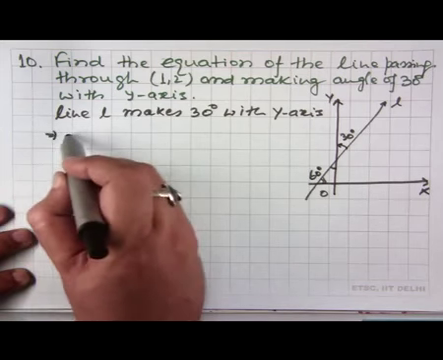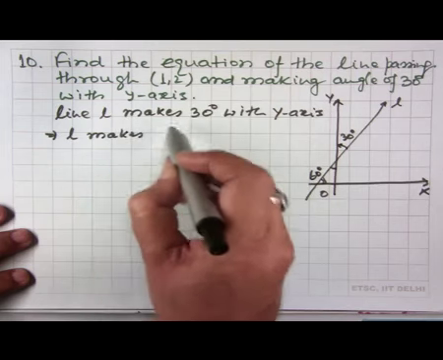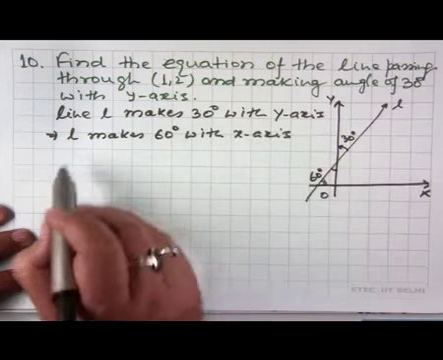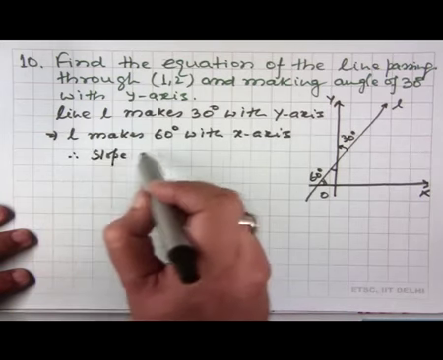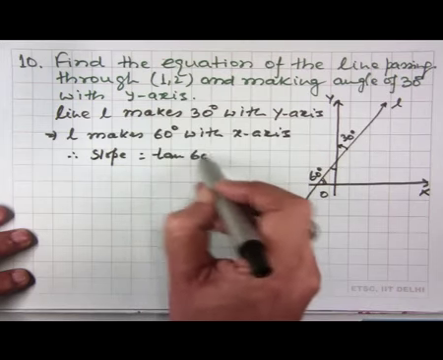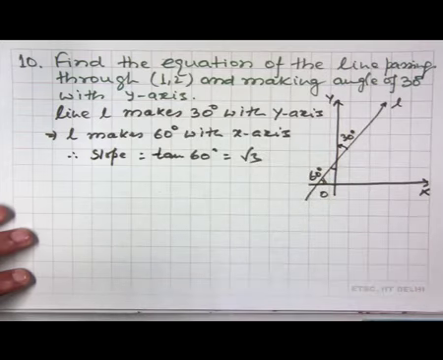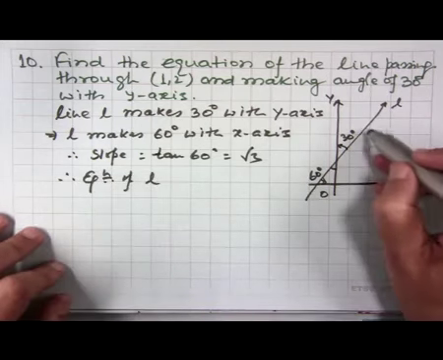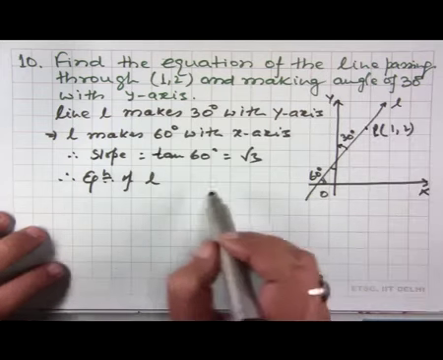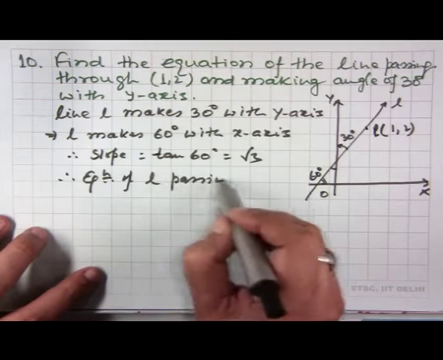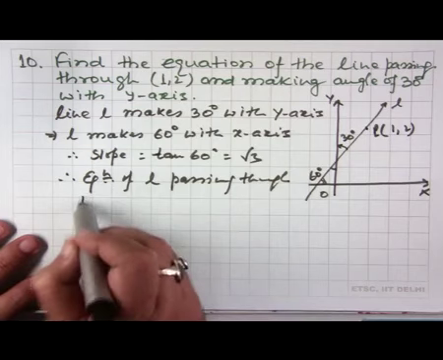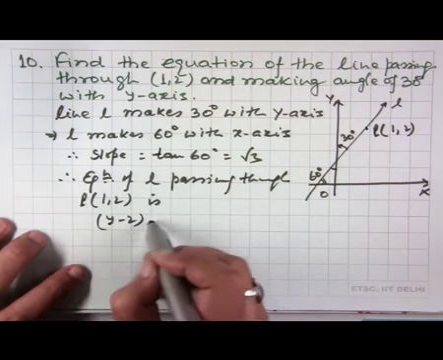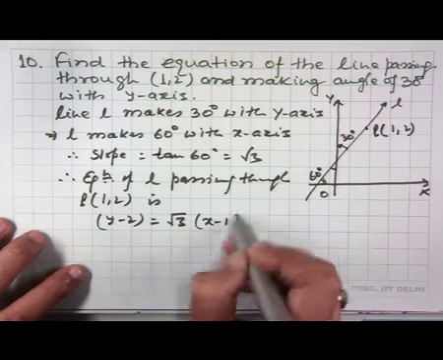So, this implies L makes 60 degree with x-axis. So, slope equal to tan 60 degree, which means root 3. So, equation of L, which is passing through P(1, 2), is y minus 2 equal to root 3 times (x minus 1).